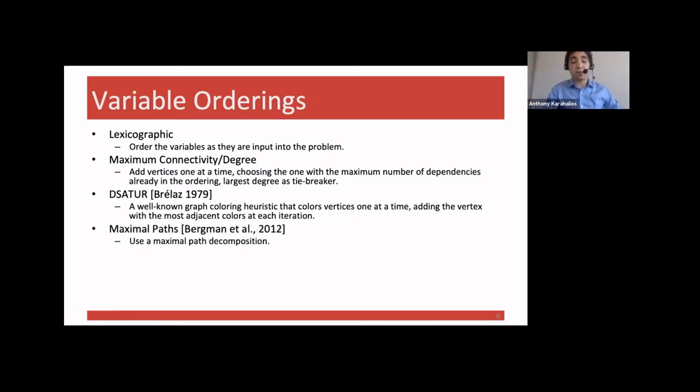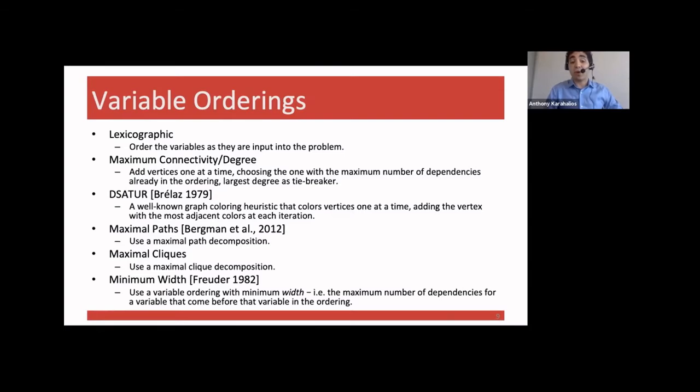A maximal path decomposition and a maximal clique decomposition to try to exploit those structures, and a minimum width ordering by Freuder, where minimum width means we're trying to find the minimum way to order the vertices such that we're minimizing the maximum number of dependencies any vertex has that come before it in the ordering. That's what's meant by width.